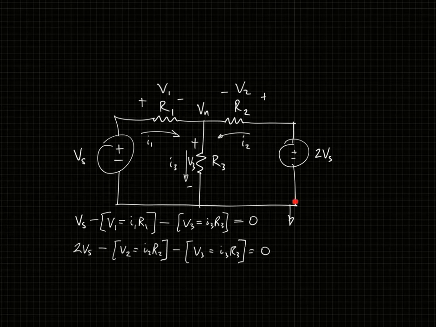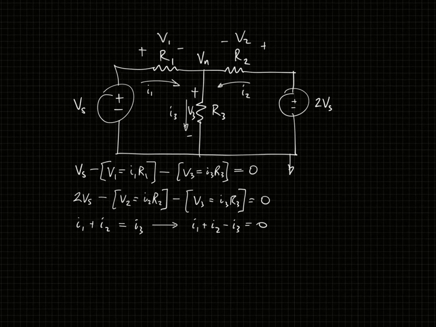And then taking this other loop, going up to here, I have 2Vs minus V2 minus V3 gets me to 0. So this is this guy. And then I've done a Kirchhoff's current law right here, summed all the currents at that node. So I have I1 and I2 going into the node equals I3 going out of the node. And just putting everything on the same side of the equation, I have this guy.